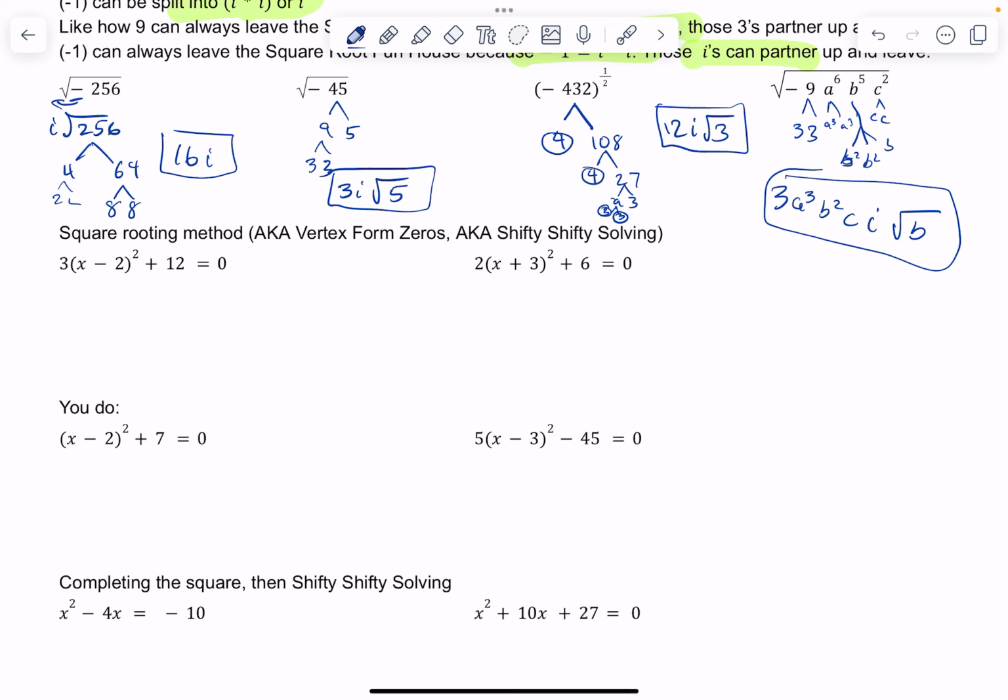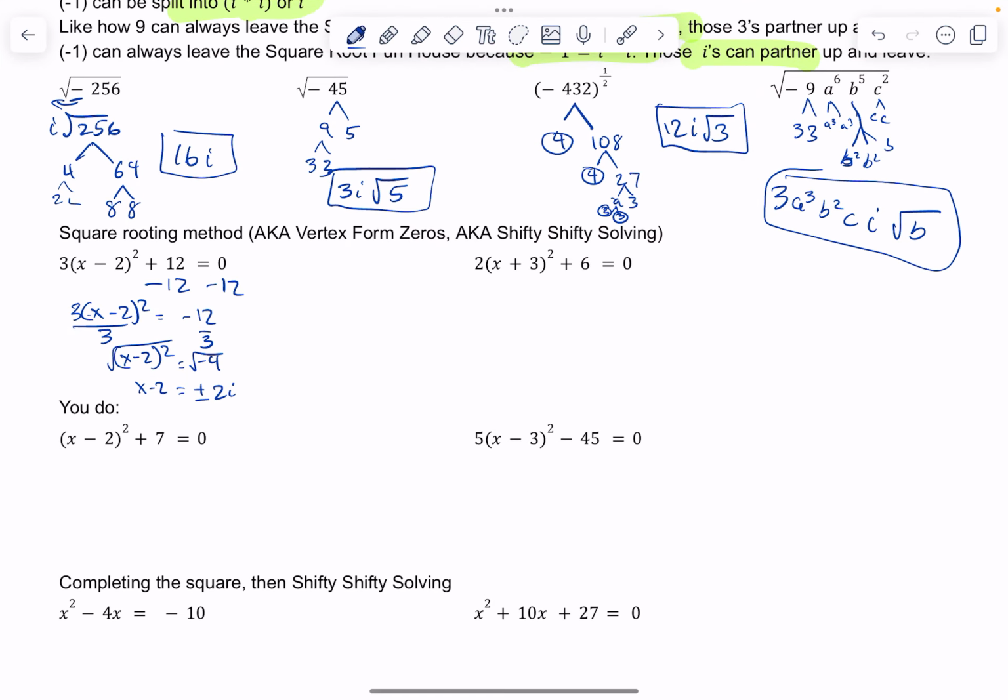All right, since everything's already equal to 0, we're trying to isolate x. That's going to give me a minus 12, 3 x minus 2 squared equals negative 12. Divide by 3, divide by 3, and I get x minus 2 squared equals negative 4. Square root, and that gives me x minus 2 equals positive negative 2i.